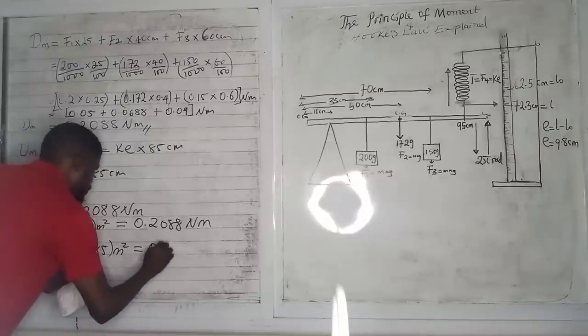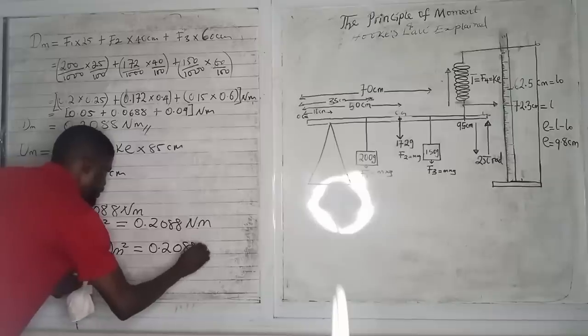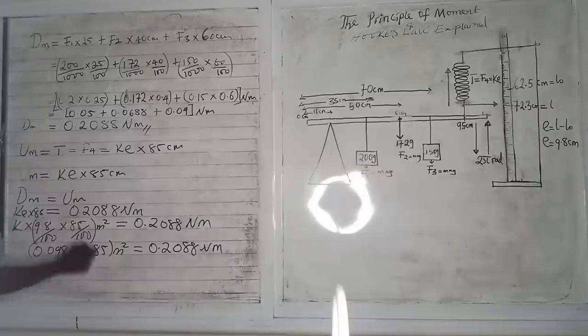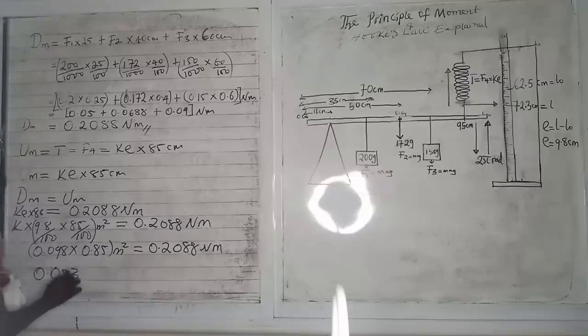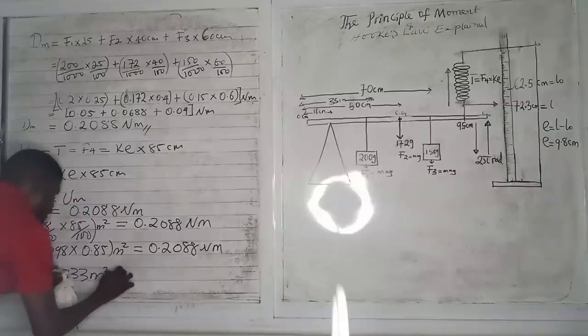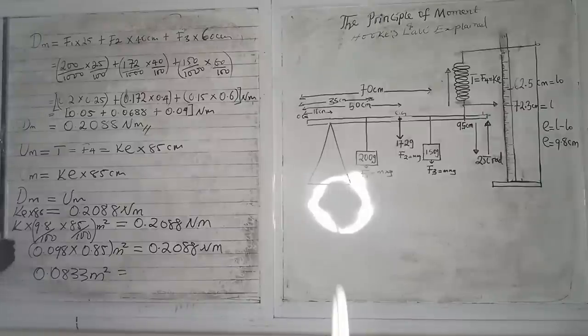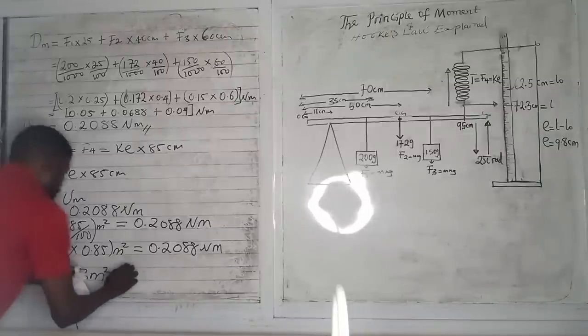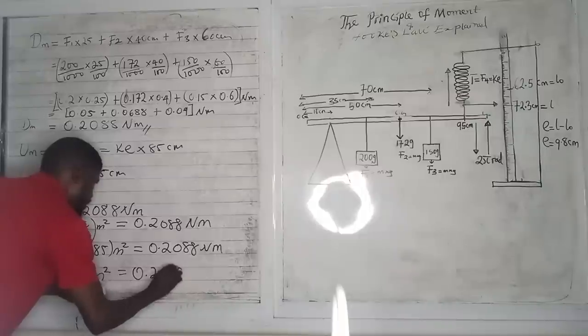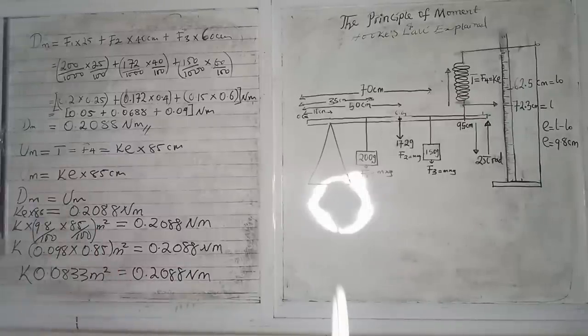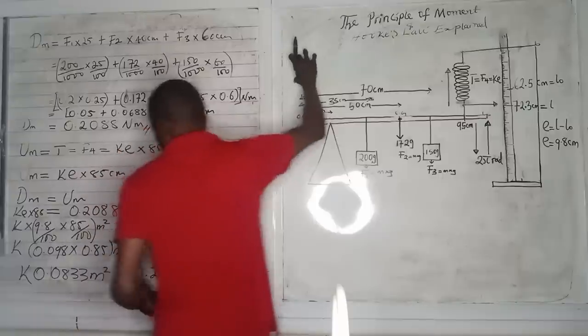So we'll have 0.2088 Newton meter. So this time we have 0.098 times 0.85. That will give us 0.0833 meters squared, which is equal to, don't forget, our K is here, and then this is 0.2088 Newton meter. Good. Permit me to conclude my calculations here.